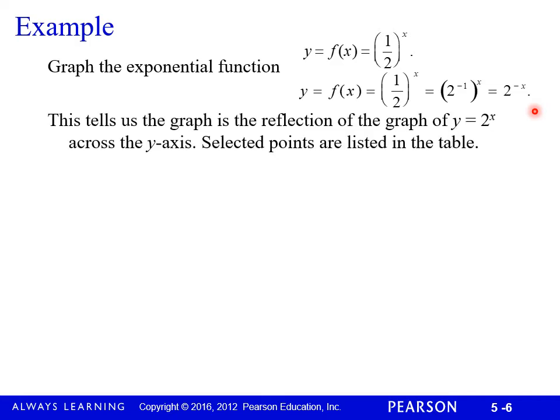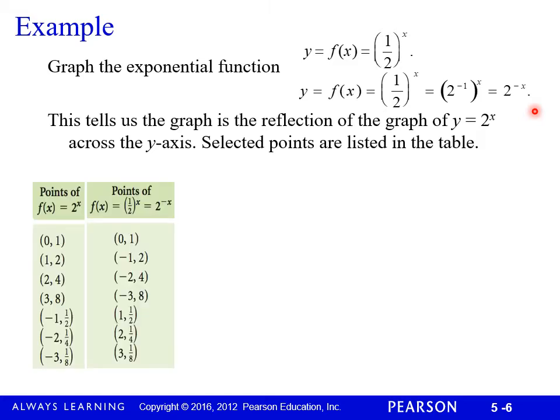Okay? Well, think about that. This tells us the graph is a reflection of the graph y equals 2 to the x power across the y-axis. Selected points we have in our table here.